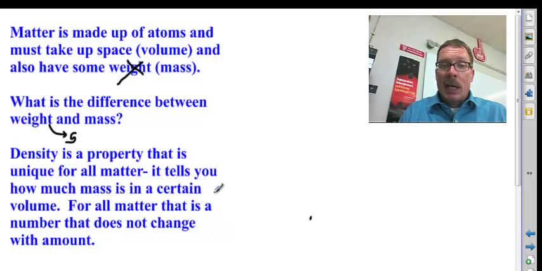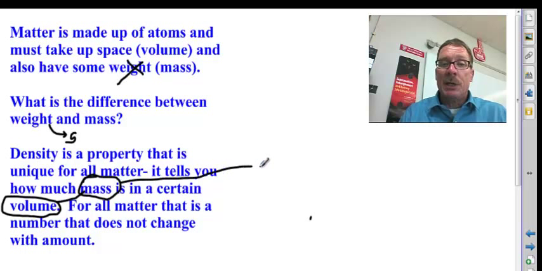Now, matter has two different properties to talk about, extensive and intensive. Extensive properties are those that depend on the number of atoms present. So mass is an extensive property. Volume is an extensive property. How come? Because those two things will change if you add or subtract matter. So I'll write an E here for extensive.